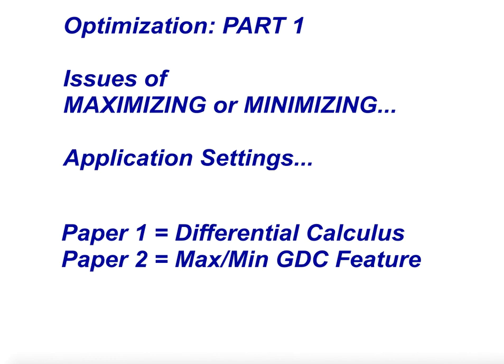Okay, let's get started with what I'll call optimization part one, dealing with the use of calculus to either maximize or minimize some functions. Part one will focus on application settings, a bit more accessible and familiar. Part two will be more abstract, dealing with situations that are a bit more unfamiliar. So look out for that. Paper one type approach using calculus, and paper two will be considered along the way as well.